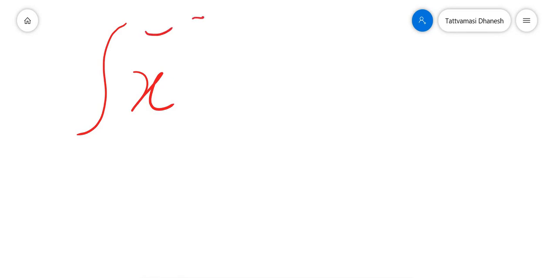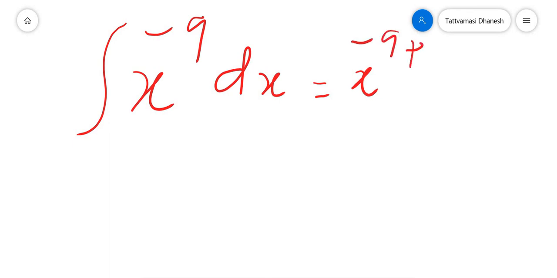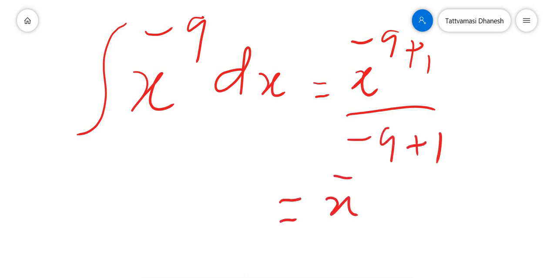minus 9 dx. So what would be the integral of x raised to minus 9 dx? It would be x raised to minus 9 plus 1 by minus 9 plus 1, that is x raised to minus 8 by minus 8. So this is the integral of x raised to minus n dx.